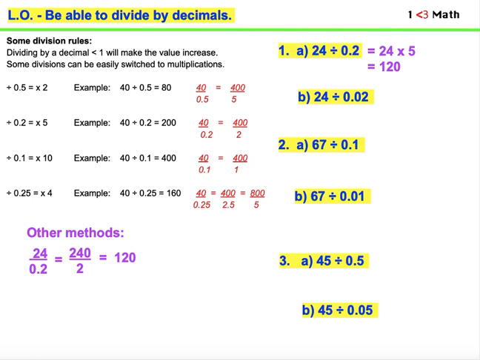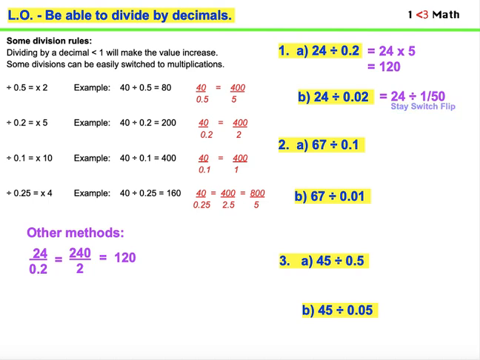Okay, so part B now. Now this is a bit more tricky because we're dividing by 0.02. Now what I've done with 0.02 is I've changed it to a fraction. 0.02 would be 2 out of 100, and that would simplify to 1 over 50. So 0.02 equals 1/50th. Now when I'm dividing by a fraction, then I'm going to use the stay switch flip method.